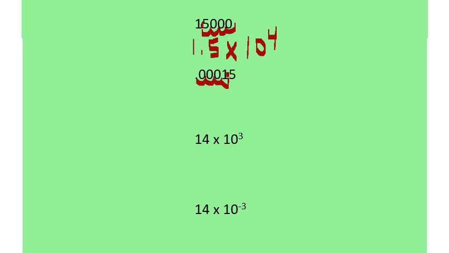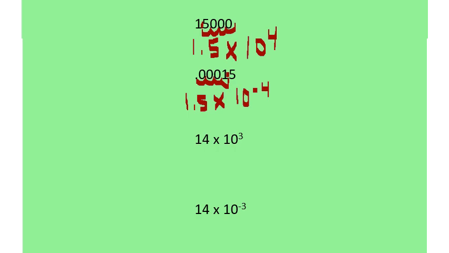And this time I write my non-zero numbers, so it's 1.5. But since I am converting a decimal number into scientific notation, this time it's going to be times 10 to a negative power. And it is going to be 10 to the negative 4th power because I moved the decimal point 4 spaces to the right.